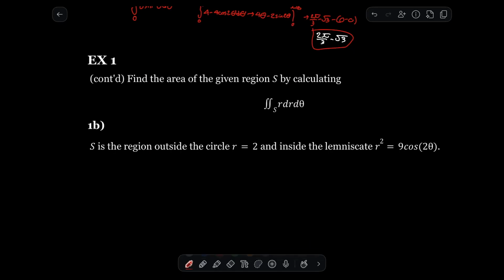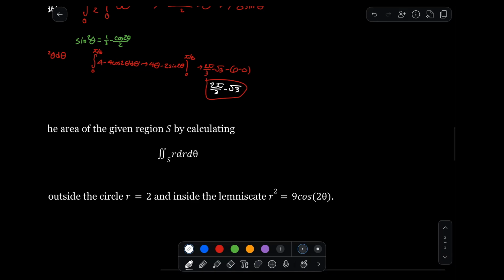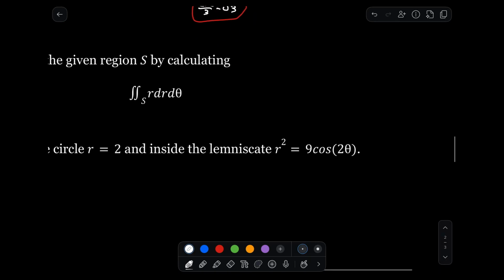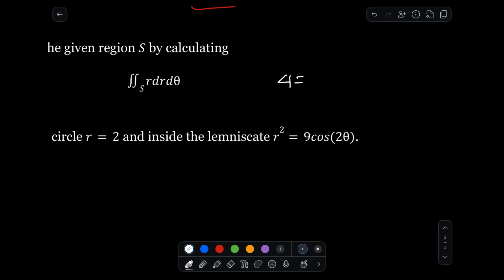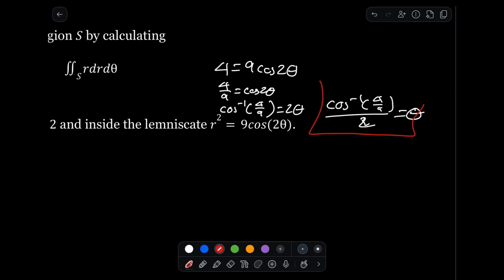We can actually use our values to solve for that. So we want to solve for our theta, where we can actually integrate, and we know that the lemniscate is going to be the outside function for r, and then r equals 2 is going to be our inside function for r. So we can plug in r for both, and we get 4 equals 9 cosine 2 theta. We get 4 over 9 equals cosine 2 theta. And we do cos inverse of 4 over 9 equals 2 theta. So we get cos inverse of 4 over 9, over 2, equals theta. That's our theta that we're going to be looking at.